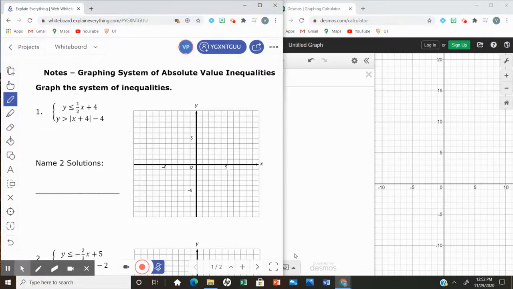Hey everybody, welcome back. Today we are going to continue graphing the absolute value inequalities, but today the examples we're going to be looking at are graphing a system of absolute value inequalities. As you recall, a system is just graphing two or more inequalities on the same plane. And again, you can see that the notes are open on the left, and I have my Desmos graphing calculator open on the right. So let's go ahead and begin.